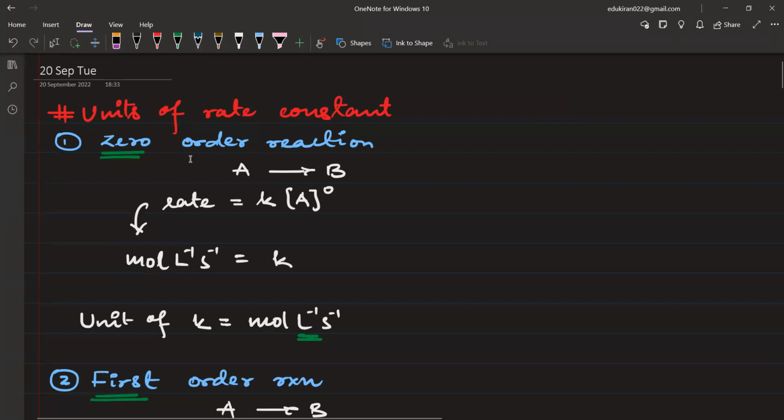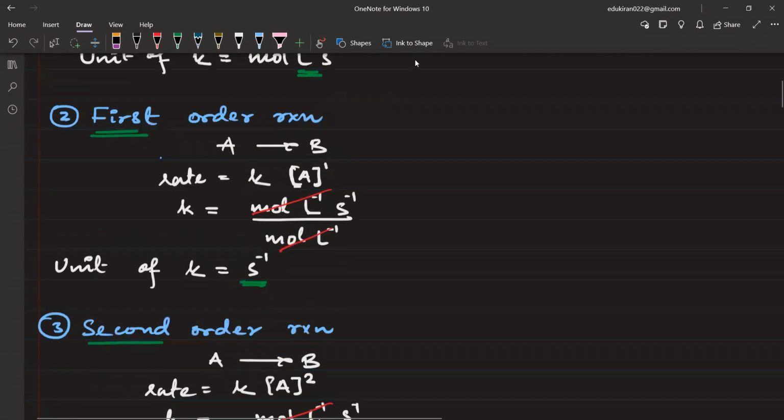Now, if that is the unit of rate, what will be the unit of rate constant? In this particular case, we have only K, and its unit will also be equal to mole per liter per second. Is that right? Did you understand this much? For zero order reaction, this will be the unit.